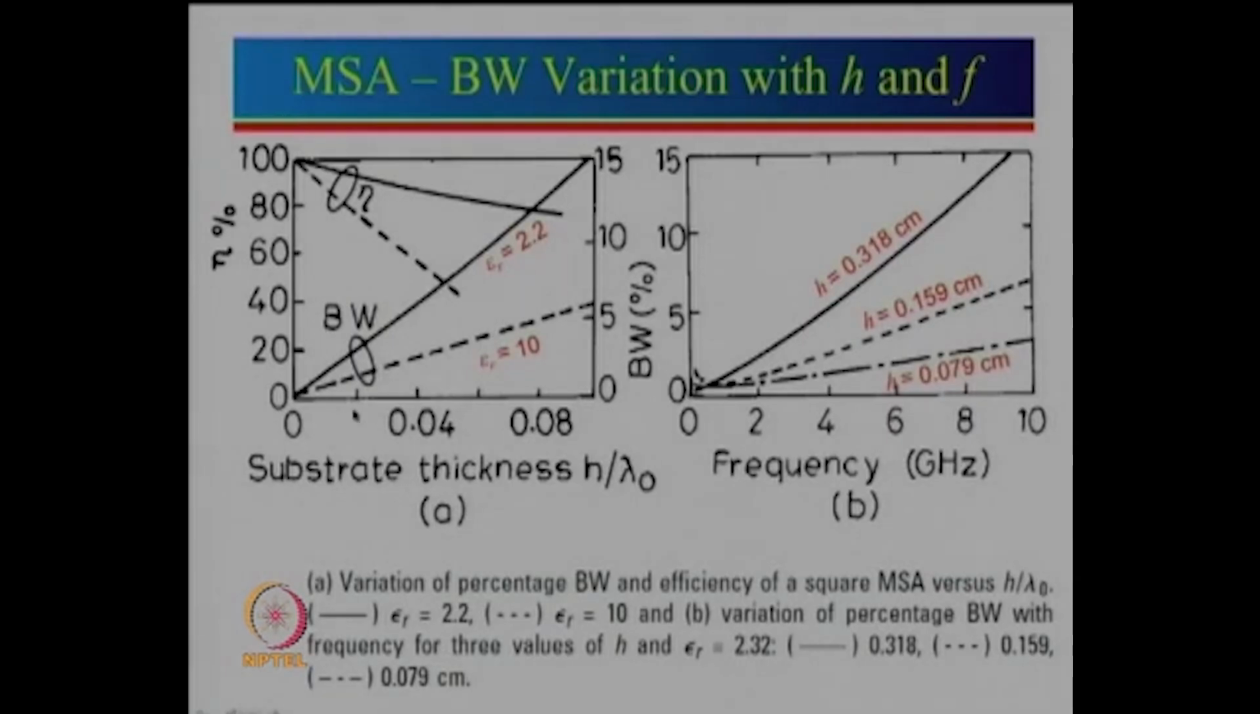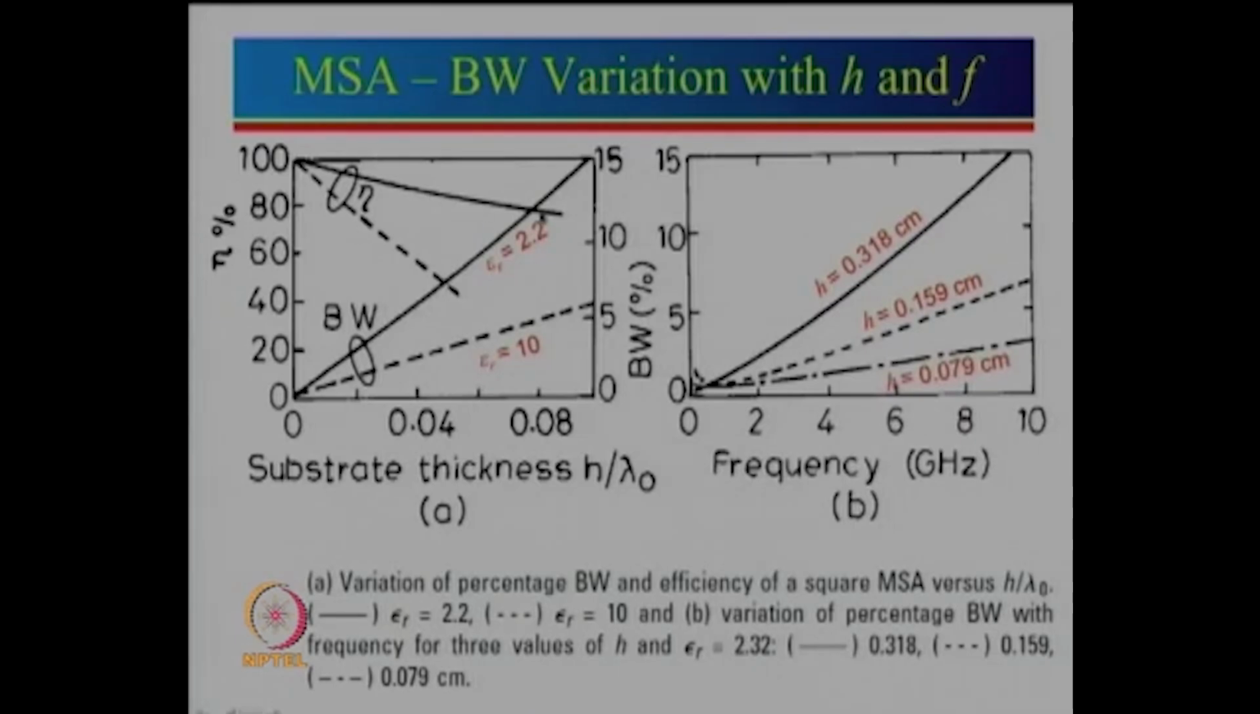Let us see one by one. This is the case for epsilon r equal to 10. We can see that as substrate thickness increases, the percentage bandwidth is increasing. We can even get about 5% bandwidth over here. Let us take the case of epsilon r 2.2. One can see that the bandwidth is increasing like this. So, we can see from here that if epsilon r is reduced from 10 to 2.2, my percentage bandwidth is increasing. Then comes the next part, which is the efficiency.